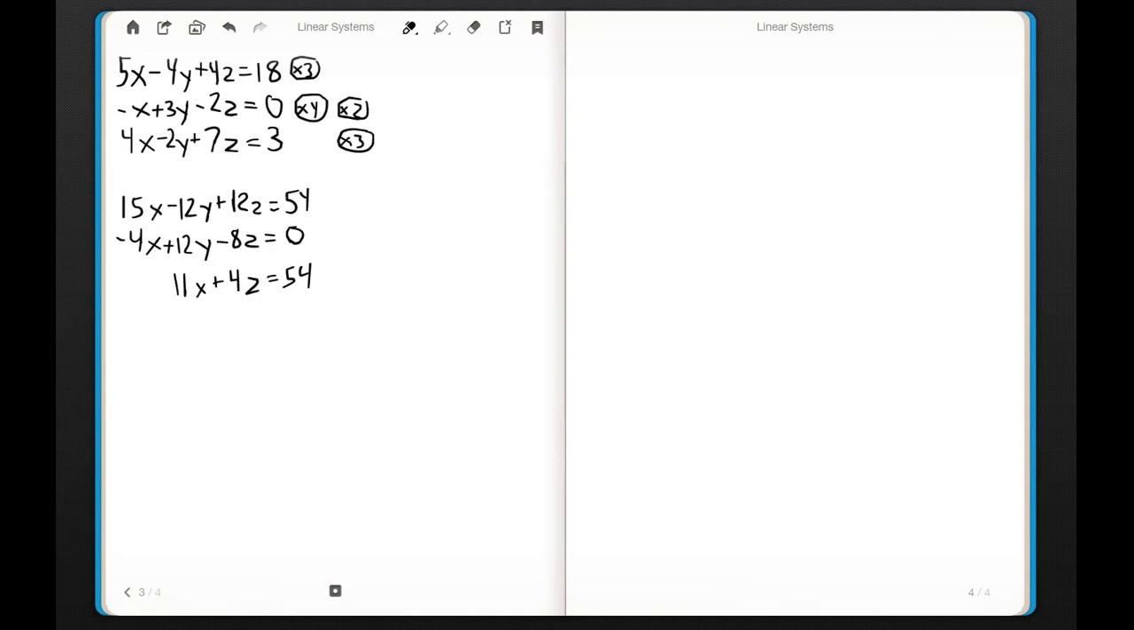So if we do that, we'll get the second one times 2 is negative 2x plus 6y minus 4z equals 0. And the third one times 3 is 12x minus 6y plus 21z equals 9. Now we once again add to eliminate the y's, so negative 2 plus 12 is 10x, negative 4 plus 21 is 17z, and 0 plus 9 is 9.